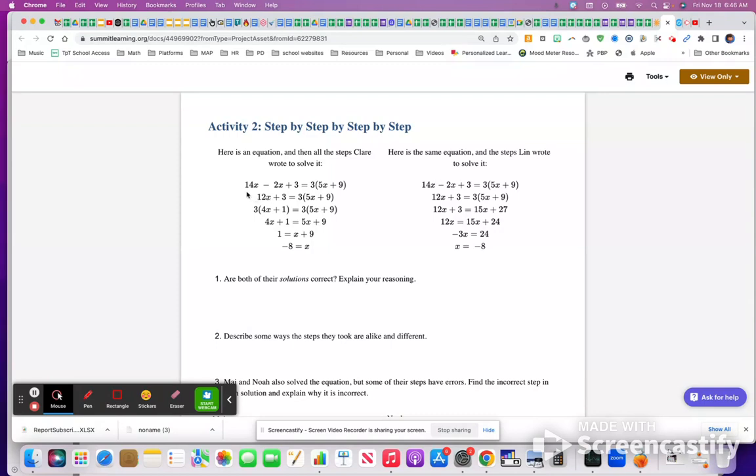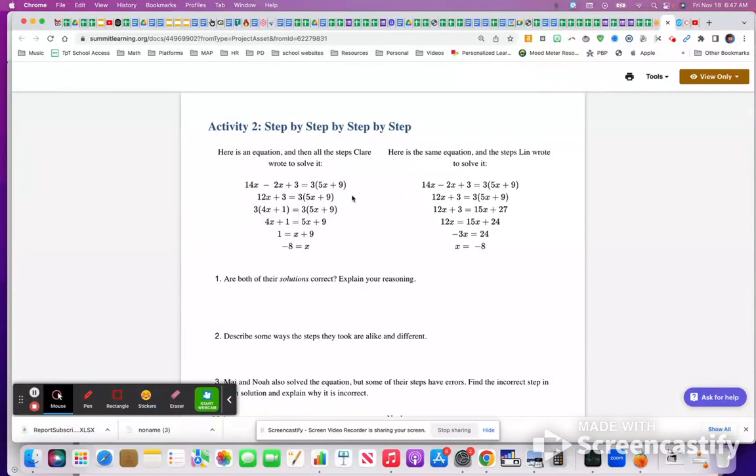So Claire took the equation 14x minus 2x plus 3 equals 3 times the quantity of 5x plus 9, and she decided that x was negative 8. Lynn did the exact same thing. She took the same equation, 14x minus 2x plus 3 equals 3 times 5x plus 9, and she also came up with x equals negative 8. So let's take a look and see if their solutions are correct.